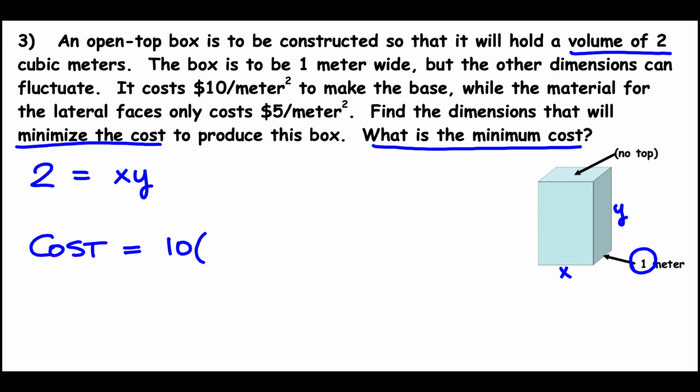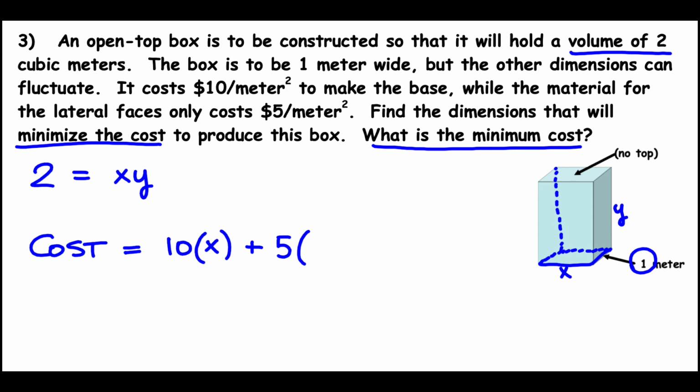So the bottom is simply going to be, if you look at this rectangle down here, 1 by X, that's just X. So far we have the cost is 10X, that's the bottom, plus 4 sides, and these are made of cheaper material, which is $5 per square meter. But the 4 sides are not all the same.